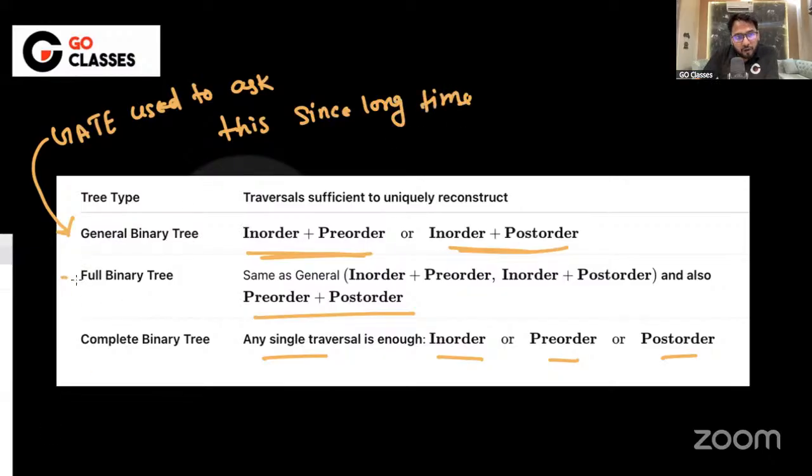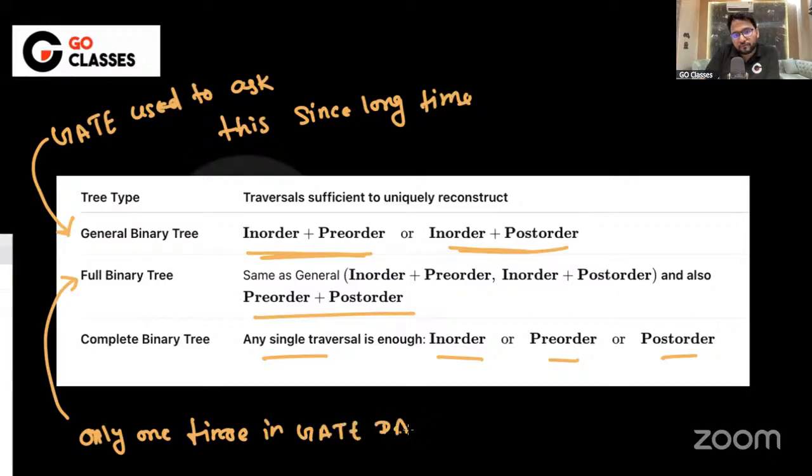GATE asked this only one time, recently, in GATE 2024. My guess is that in future, maybe this year, if your luck is good. If your luck is not so good, then maybe in the coming 2-3 years. But most probably they may ask this in the near future. Nobody knows when they will be asking, but yes, I can say this could be asked in the near future.